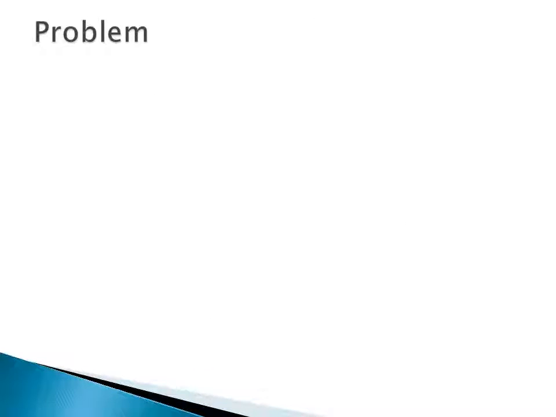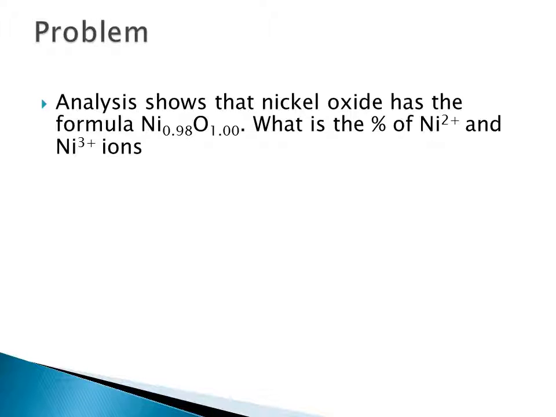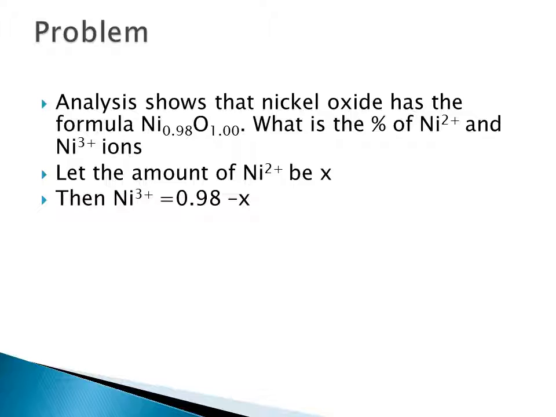Now, let us solve a problem based on metal deficiency defect. Analysis shows that nickel oxide has the formula Ni0.98O1. What is the percentage of Ni2+ and Ni3+ ions? Now, to solve this, let Ni2+ be x. Then Ni3+ will be 0.98 minus x.